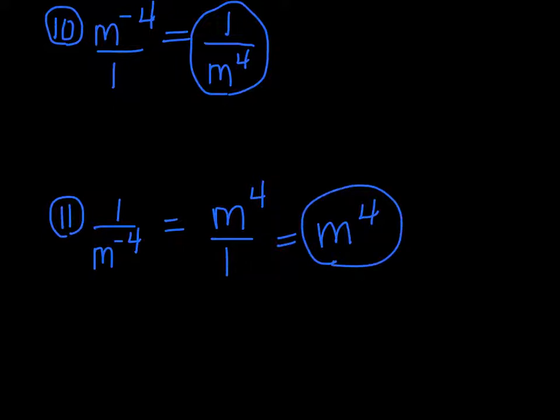Okay? So negative exponents. If they're in the numerator and you want to make them positive, flip them down to the denominator. If they're in the denominator and you want to make them positive, flip them up to the numerator.